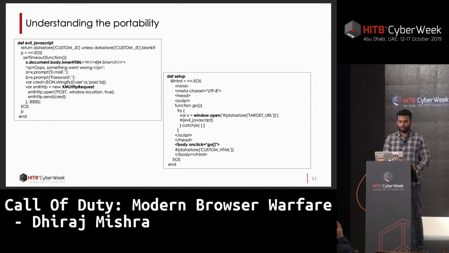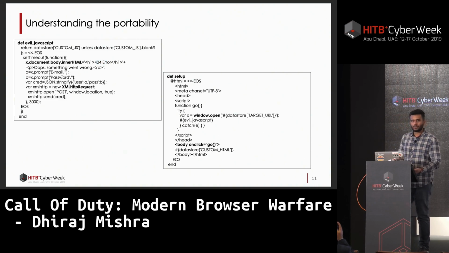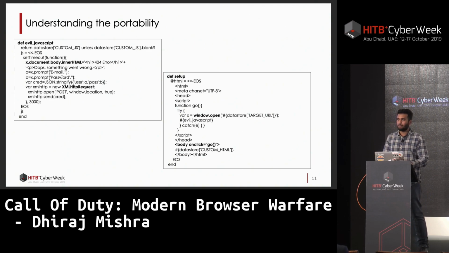It basically gives a 404 error and says oops, something went wrong, and gives you a prompt for email and password. And once the email and password has been punched, it travels the password back to the attacker's terminal. In the second block, where x equals window.open, I have utilized the default libraries of Metasploit. When I say window.open hash datastore and the target URL, this is something which you punch in by your own. So in our case, it would be google.com. If you want to spoof certain different origins, you can put github.com or any other website.